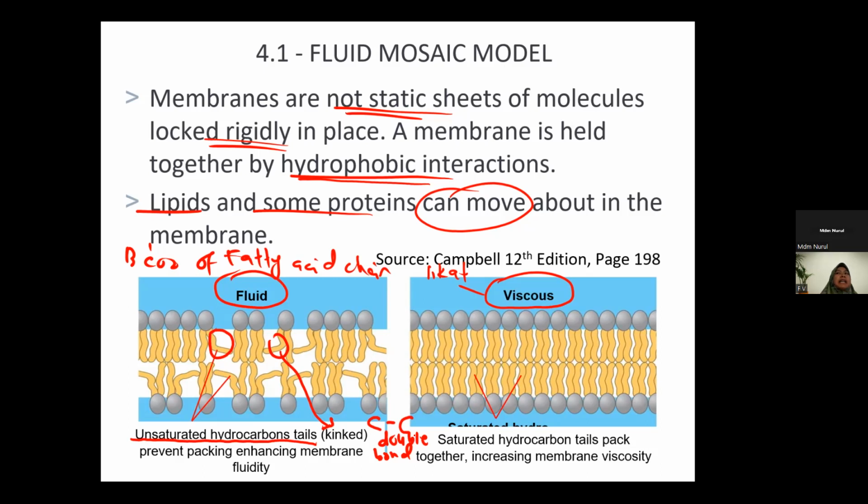So what happened bila ada kink, bila ada carbon to carbon double bond? So the molecule is not packing tightly. So you nampak tak kat sini ada rongga, sini ada rongga, sini ada rongga. Molecule tu tak padat. The fatty acid is not packed tightly. So ni prevent packing to enhance membrane fluidity.